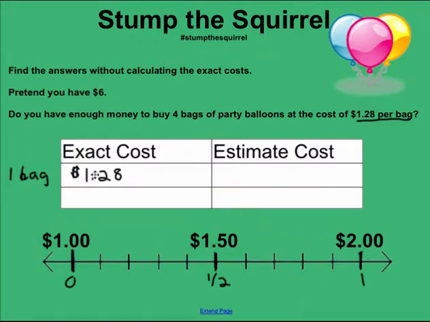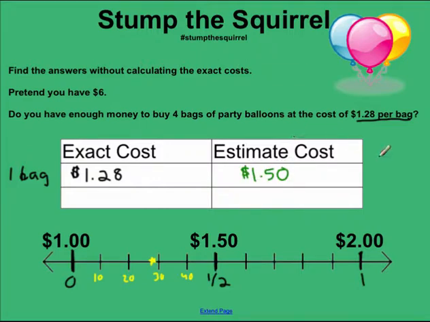So the next thing I want to ask myself is, where would $1.28 fall on the number line? Because I am looking for a nice number that it's going to be close to. Well, if this is 10 cents, this is 20 cents, 30 cents, and 40 cents, I would say that $1.28 would fall close to $1.30, which to me looks to be closer to $1.50. So I'm going to estimate my cost for each bag to be $1.50.